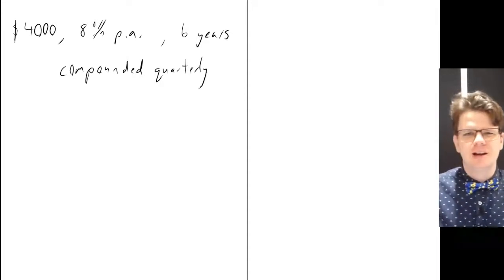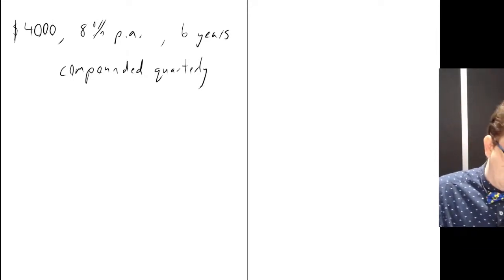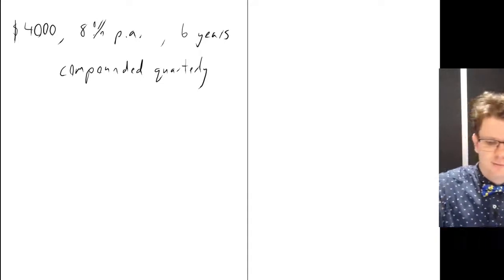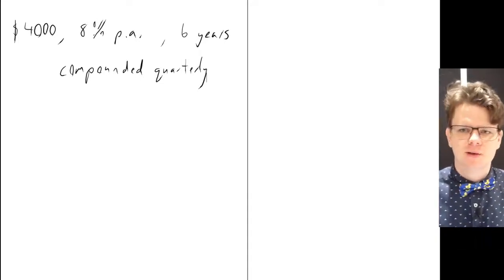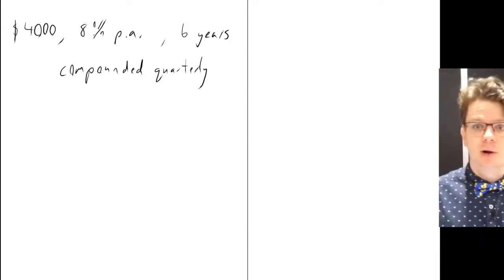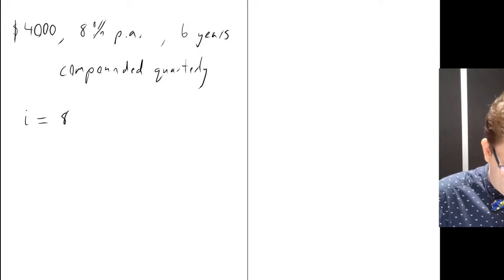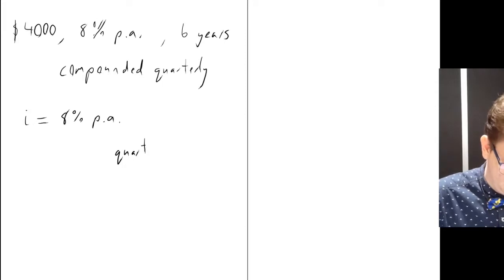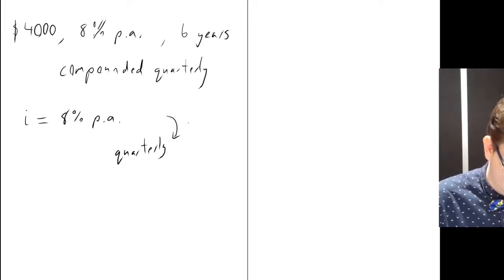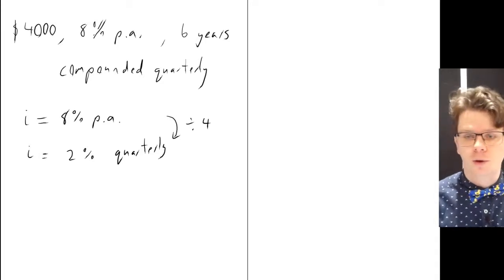So now I don't really care about what the percentage per annum is. I want to know what the percentage per quarter is. So my I value is going to be affected by it. My interest rate has been affected by the fact that it's quarterly. I don't want a yearly, I don't want a per annum, I want a quarterly one. So if my interest is currently 8% per annum, I want it to be quarterly, which means I'm going to divide it by 4. So now my interest is 2% per quarter.